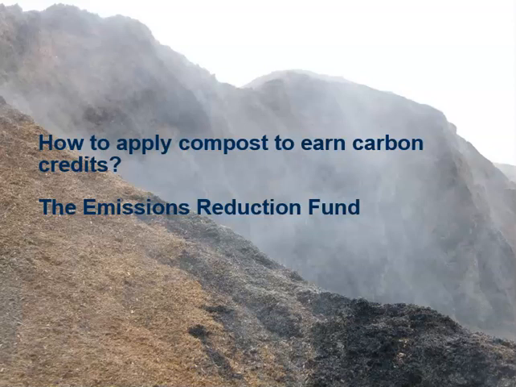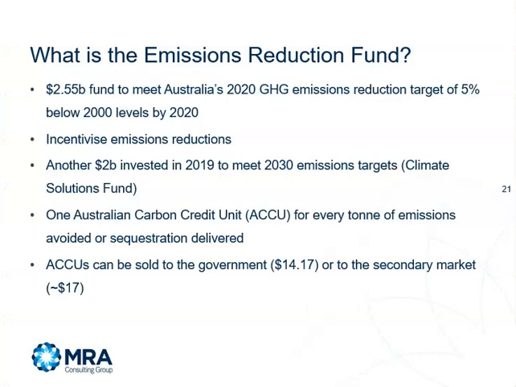And that brings us to the next part of this webinar. How can farmers apply compost to land to earn carbon credits through the Emissions Reduction Fund? The Emissions Reduction Fund, or the ERF in short, is a $2.5 billion fund established to meet Australia's 2020 emissions reduction target of 5% below 2000 levels by 2020. It is a voluntary scheme and is intended to incentivize emissions reductions by businesses and local governments and to reduce costs associated with such changes.